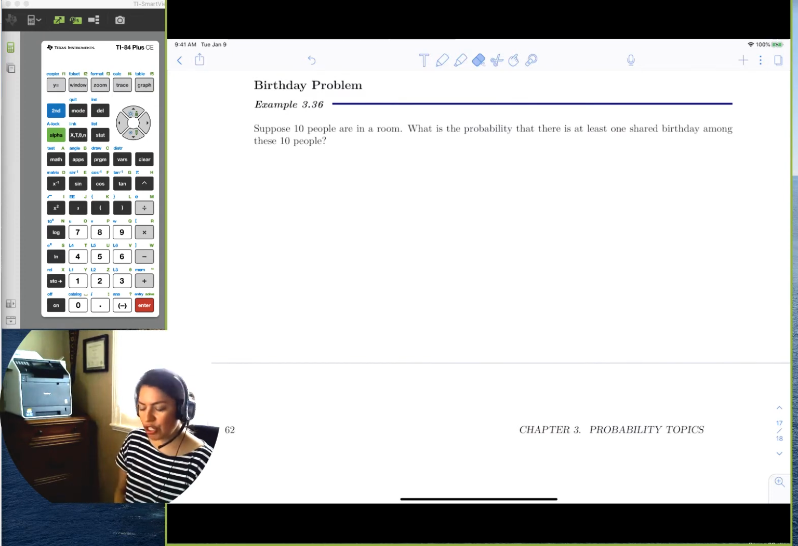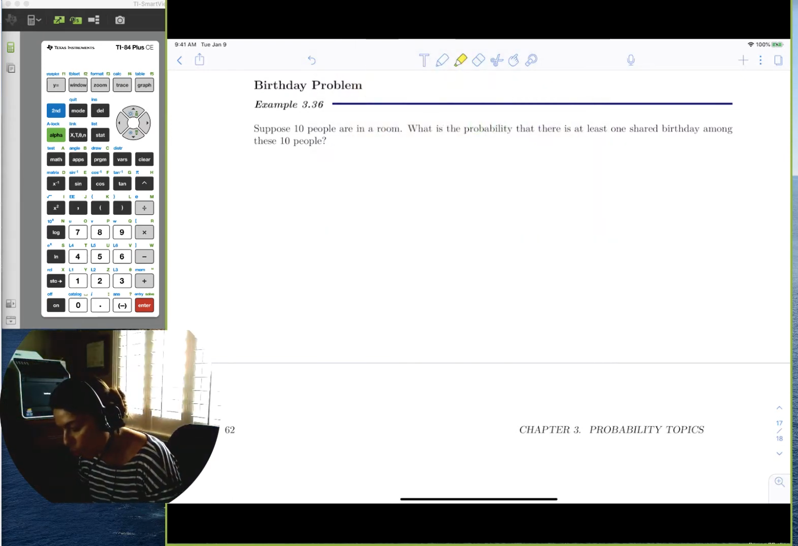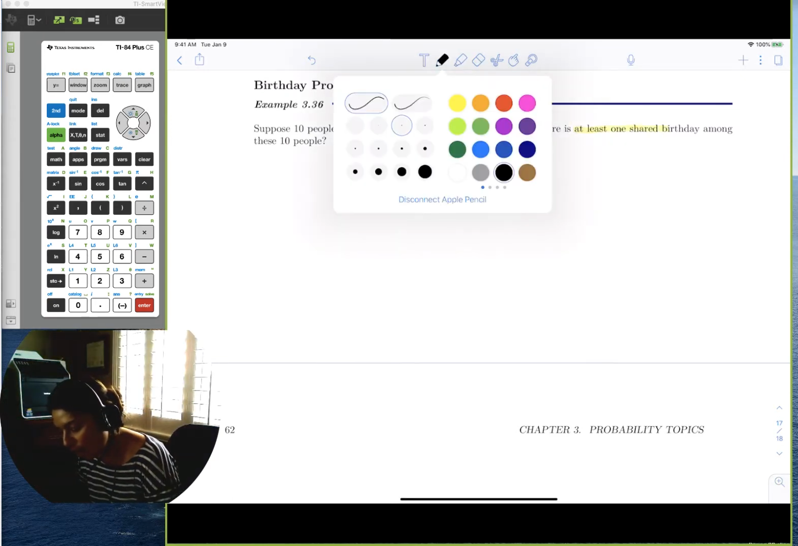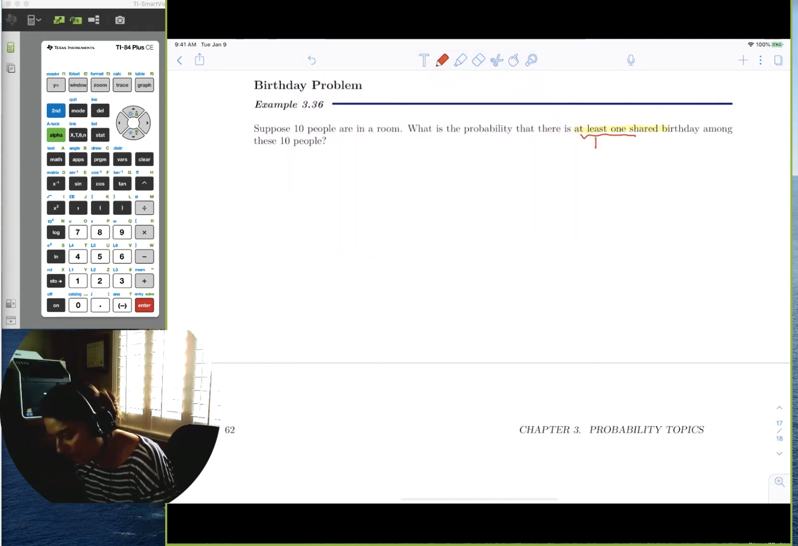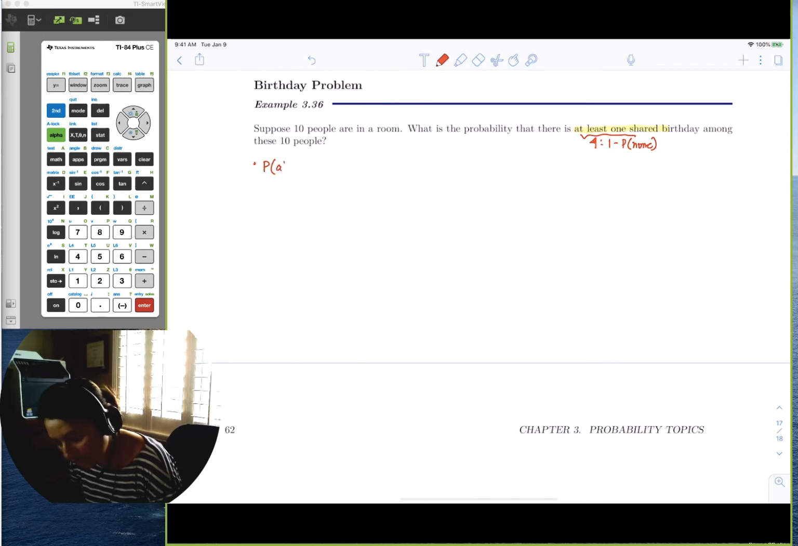So in just this simple example, I only put 10 people. And so what is the probability that there is at least one shared birthday? Right away, we see that at least one would mean that we would use the formula of 1 minus the probability of none. So let's write down what we know. At least one means we would use a formula of 1 minus the probability of none.